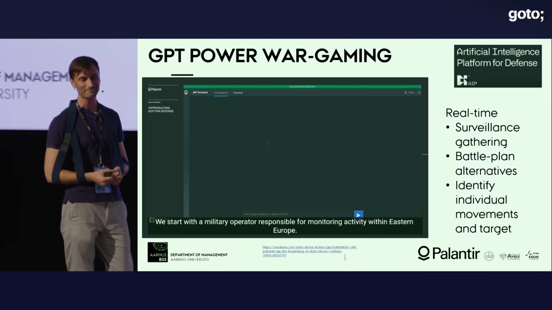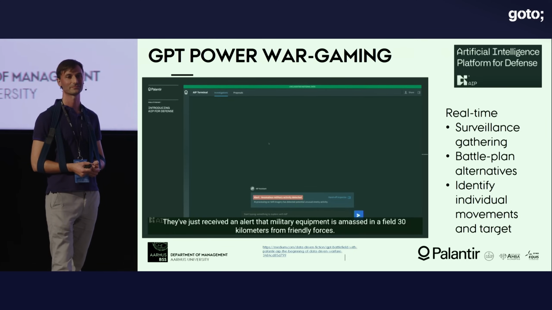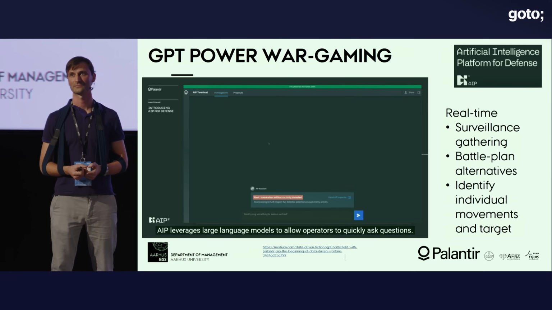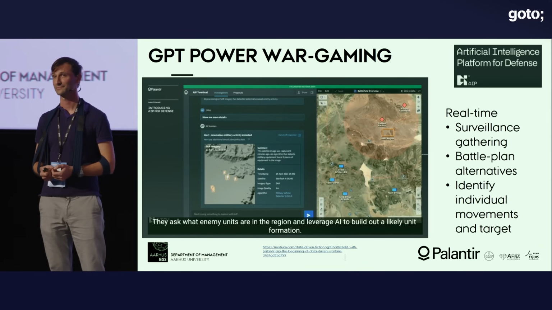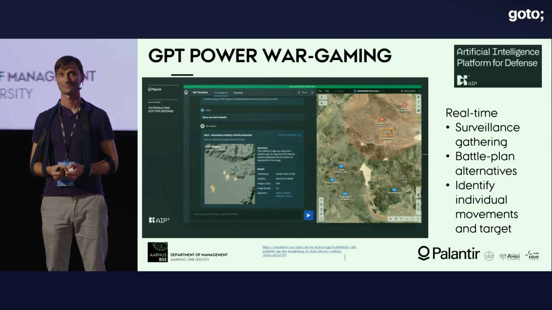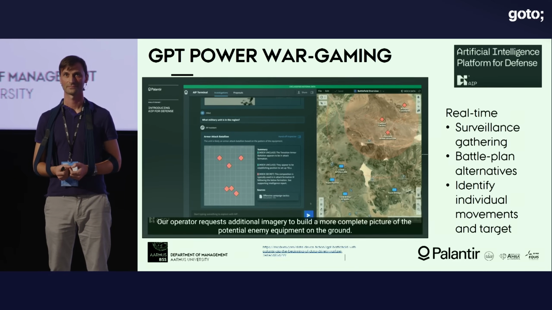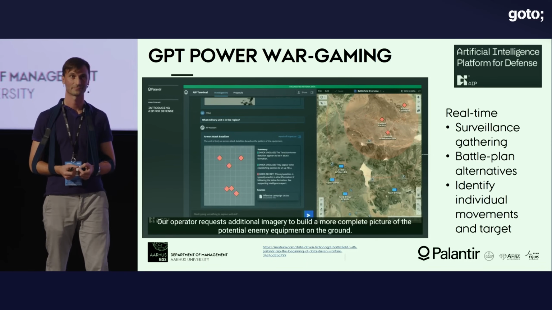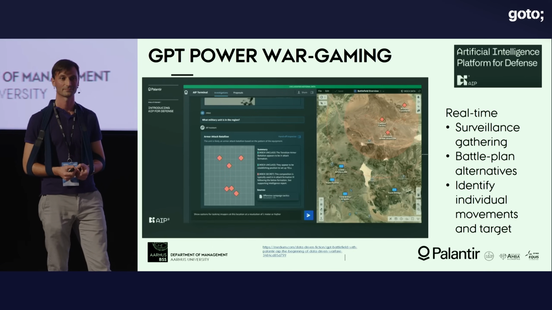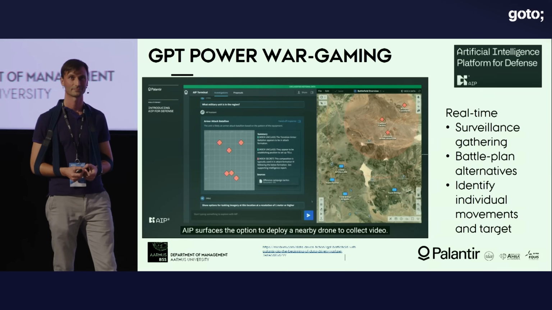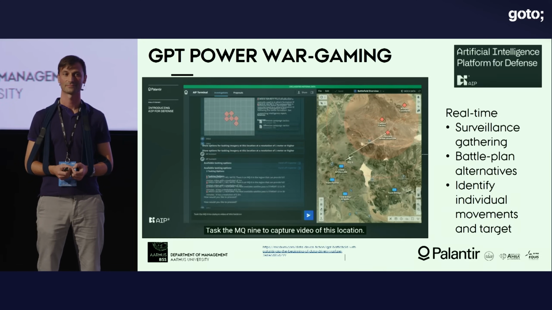We start with a military operator responsible for monitoring activity within Eastern Europe. They've just received an alert that military equipment is amassed in a field 30 kilometers from friendly forces. AIP leverages large language models to allow operators to quickly ask questions. Show me more details. They ask what enemy units are in the region and leverage AI to build out a likely unit formation. What enemy military unit is in the region? Our operator requests additional imagery to build a more complete picture of the potential enemy equipment on the ground. Task new imagery for this location at a resolution of 1 meter or higher. AIP surfaces the option to deploy a nearby drone to collect video. Task the MQ-9 to capture video of this location.